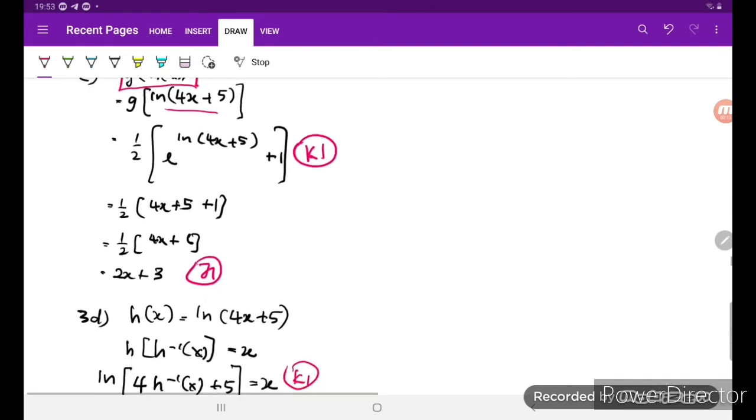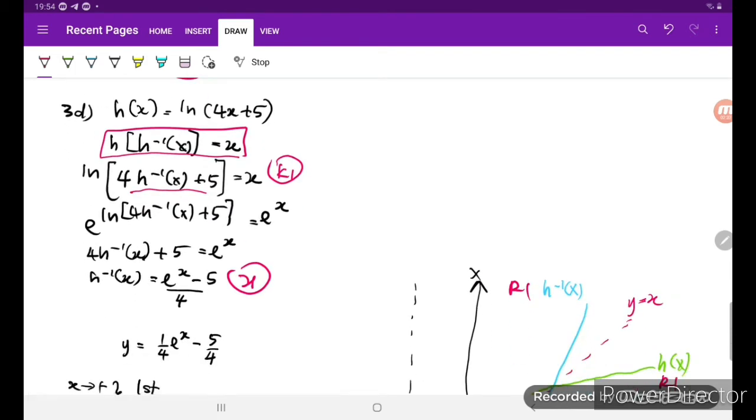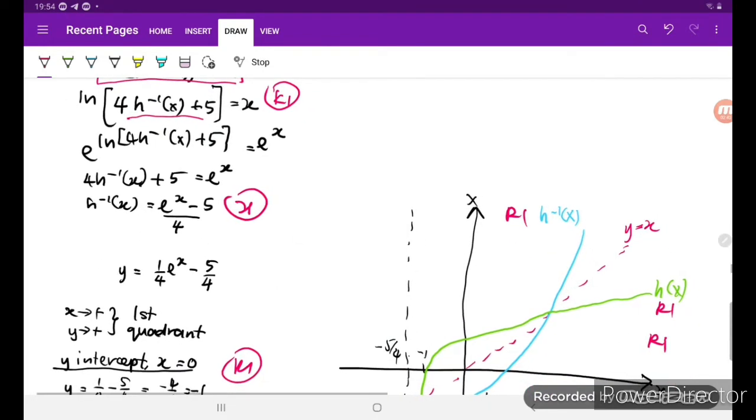And then question d, you want to find h inverse. So you use h(h inverse) equals to x. Substitute h inverse inside h function. Okay, you get K1, and then you get h inverse equals e to the power of x minus 5 over 4, another J1. That is to find h inverse.